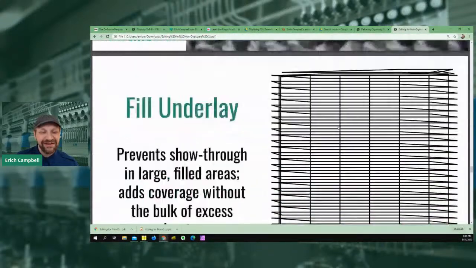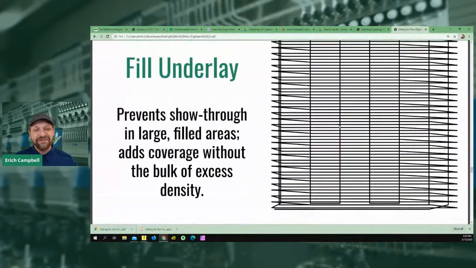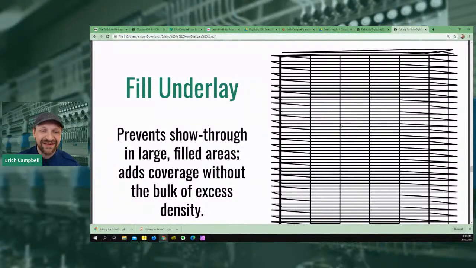What do we call these things in general? Fill underlay versus tatami underlay. It depends on the software, but it's essentially the same thing. It's where we use a light density fill stitch as an underlay for a fill object.